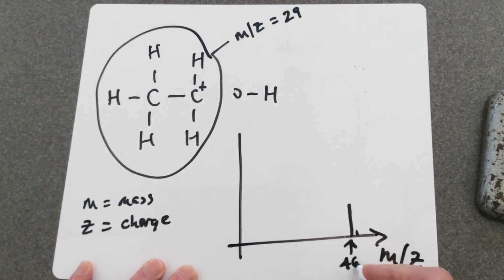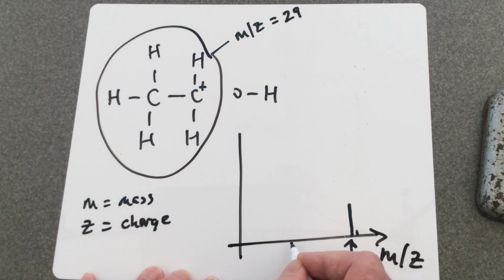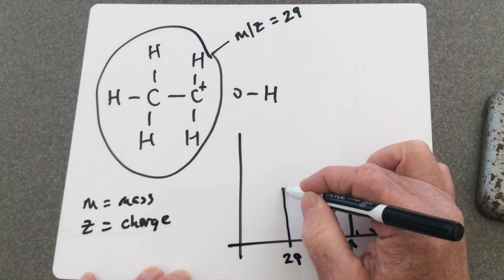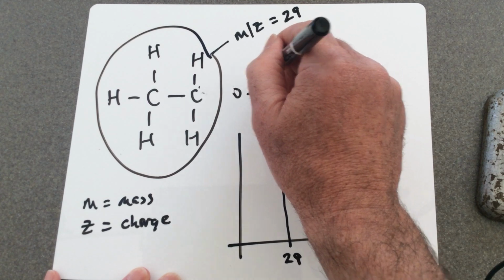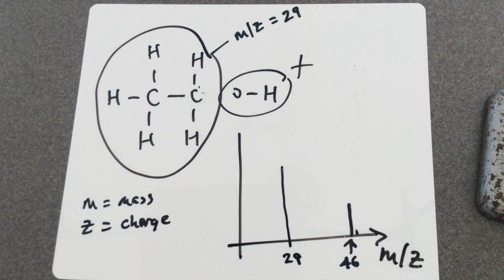I had a value of 46 for the entire molecule, 2 carbons, an oxygen, and 6 hydrogens has a mass of 46. I'm also going to get a peak at 29. Do you know what? It might even be higher. Who knows? I could alternatively have formed this molecule, this fragmentation ion, the OH+ fragmentation ion. That would have a peak at 17.